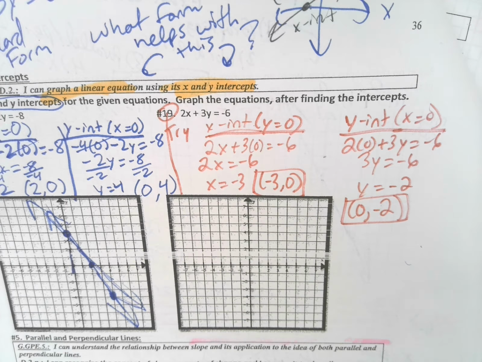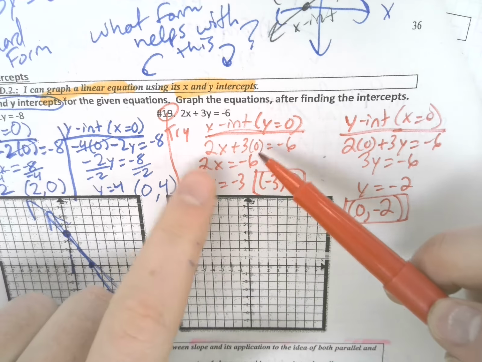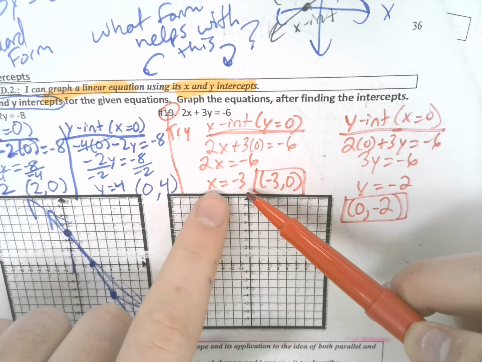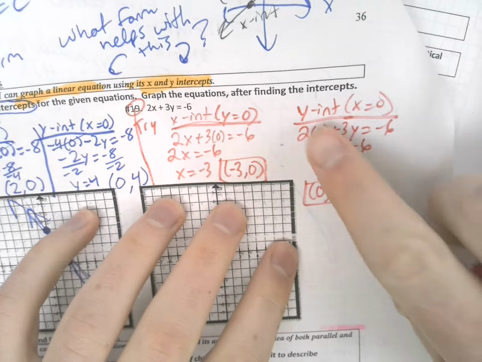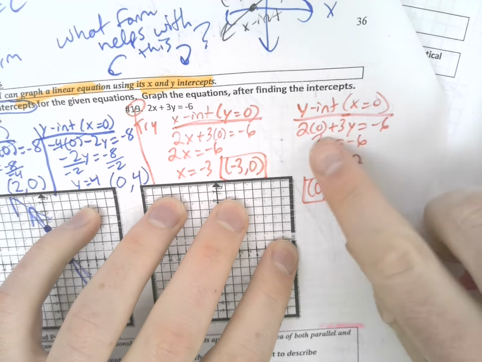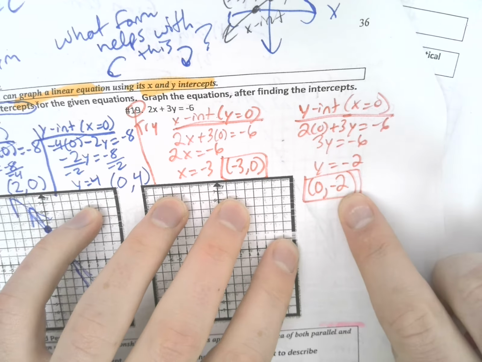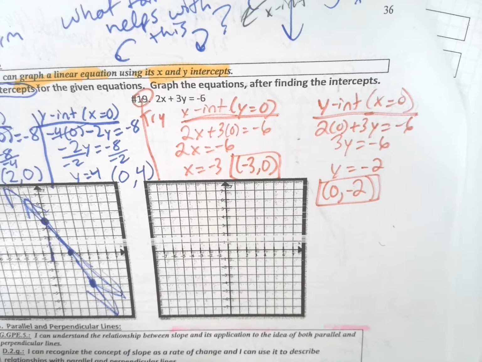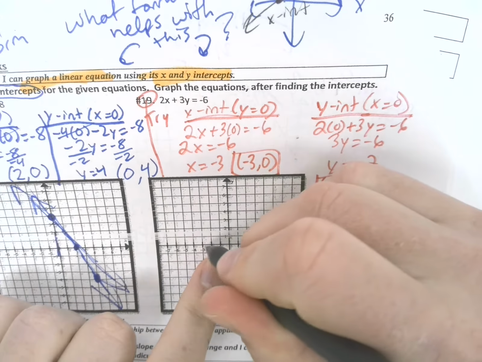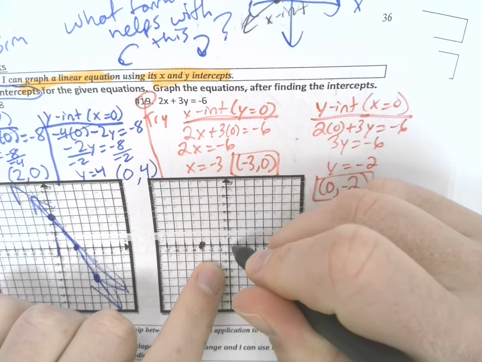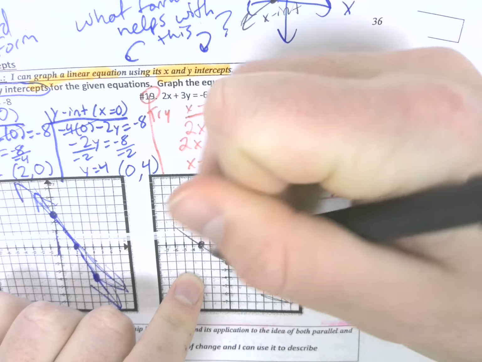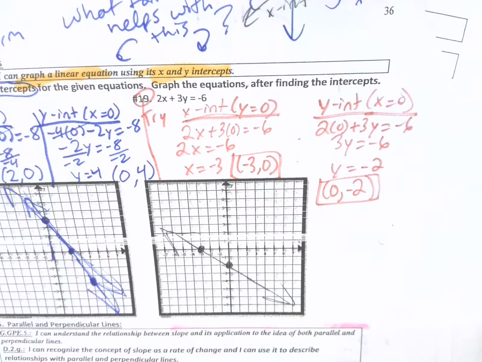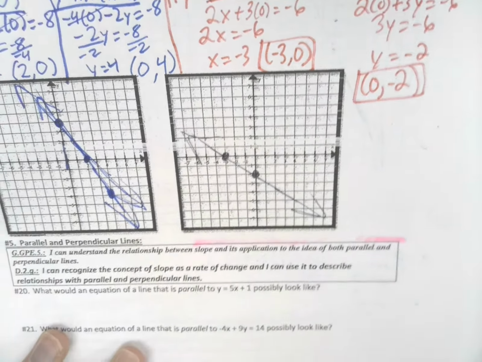Let's see how you guys did here on number 19. So we work it out. We get x equals -3. So our x-intercept is -3, 0. We work out our y-intercept, and you end up getting 0, -2 for your y-intercept. So I go to graph them. -3, 0 goes there. 0, -2 goes there. And once again, we get a negative slope. Downhill line.